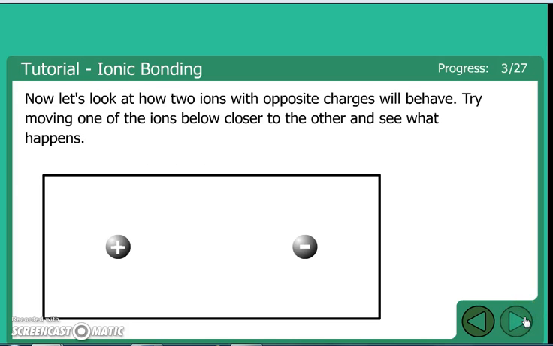Now let's look at how 2 ions with opposite charges will behave. Try moving one of the ions below closer to the other and see what happens. Okay, so I'll do that for us. So now answer question number 3.